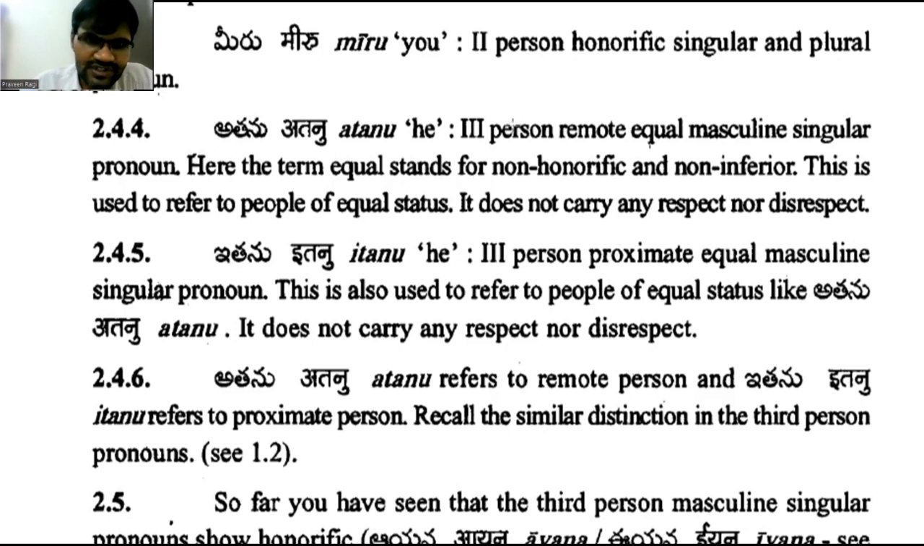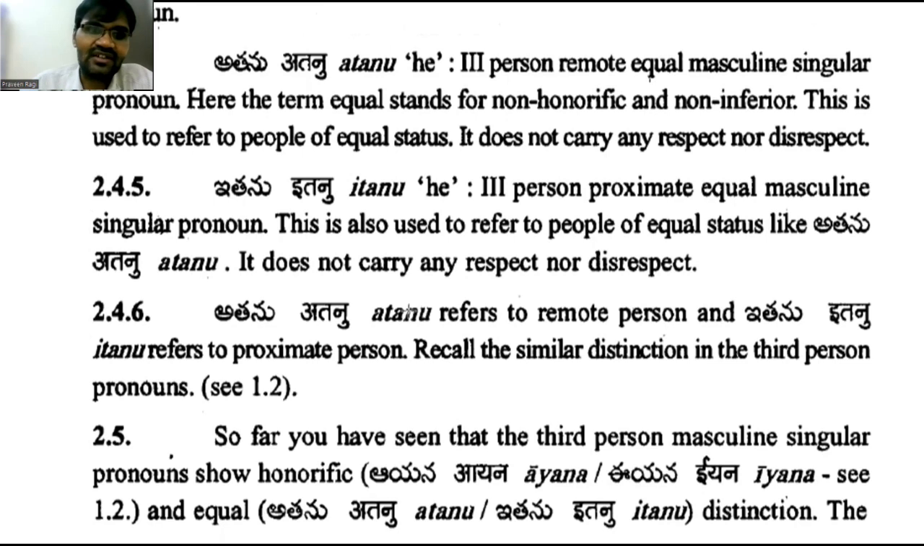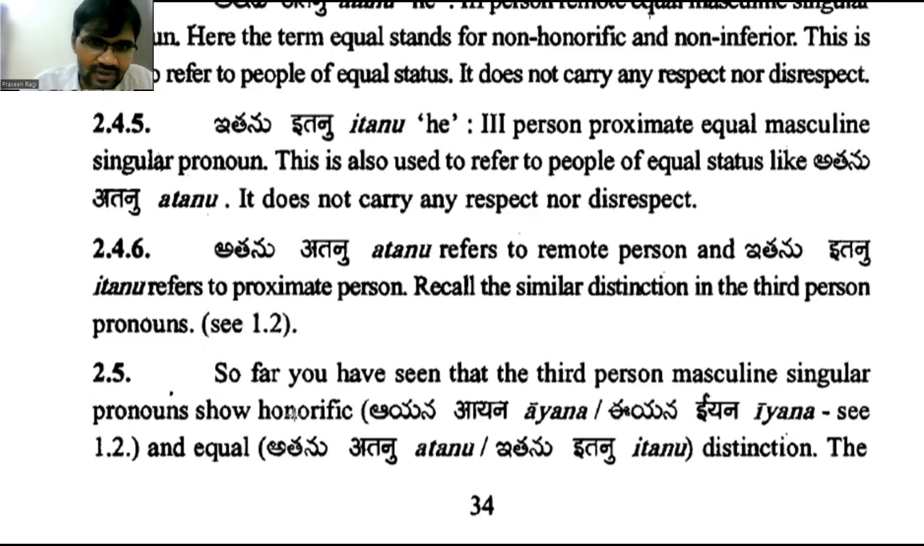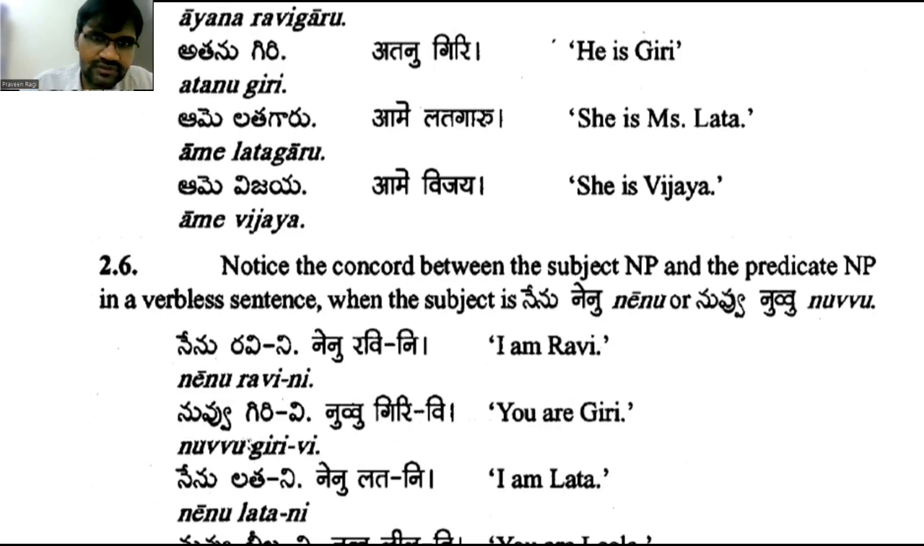The next one is itanu. It is the same, like ye admi, itadu, itanu. The next one is atanu. Again, why did they give atanu two times? Atanu refers to a remote person and itanu to a nearby one. This is the difference they are telling. Atanu for far, itanu for nearby. So far, you have seen that the third person masculine singular pronouns show honorific ayana, iyana, atanu. These we already discussed. Let's move to the next one.